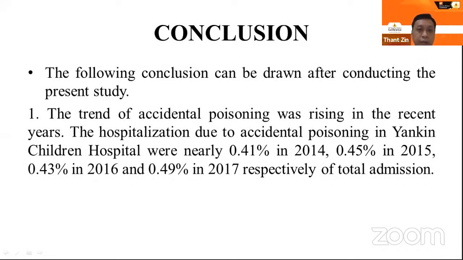So my conclusion, the following conclusions can be drawn after conducting the present study. The trend of accidental poisoning was rising in recent years. The hospitalization due to accidental poisoning in Yankee Children's Hospital was nearly 0.41% in 2014, 0.45% in 2015, 0.43% in 2016, and 0.49% in 2017, respectively, of total admission.